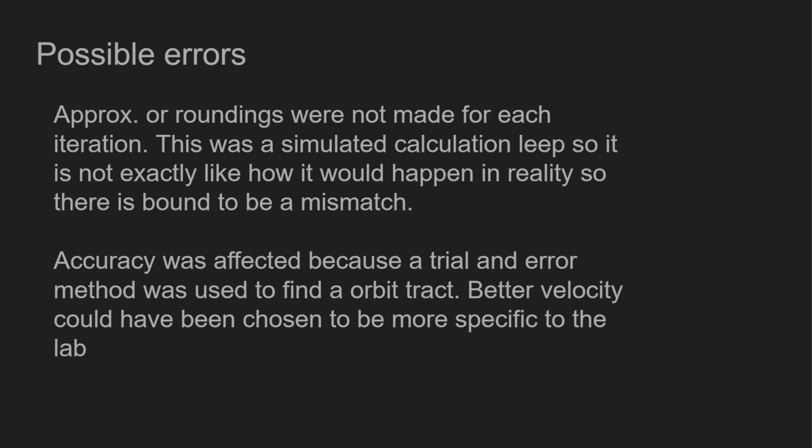Maybe I made some rounding errors for each iteration. This is a simulated calculation, so it's not exactly like how it would happen in reality. So there is bound to be a mismatch. And then accuracy was affected because it was a trial and error method that we used to find the orbit track. A better velocity could have been chosen to be more specific to the lab. So part 2 was a lot of guessing and checking.